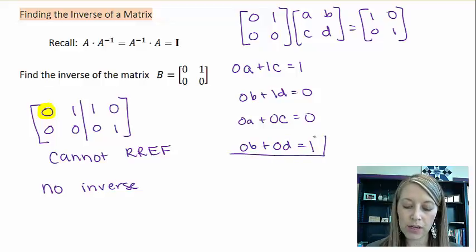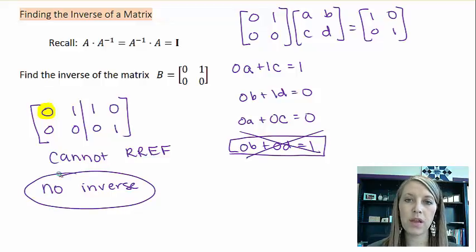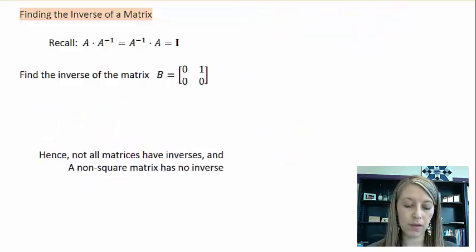And in this last equation is where I really come up with an issue, because there's nothing that I can plug in for B and D that gives us 1. So there is no inverse for this. So the thing to note with this example is that not all matrices have inverses.